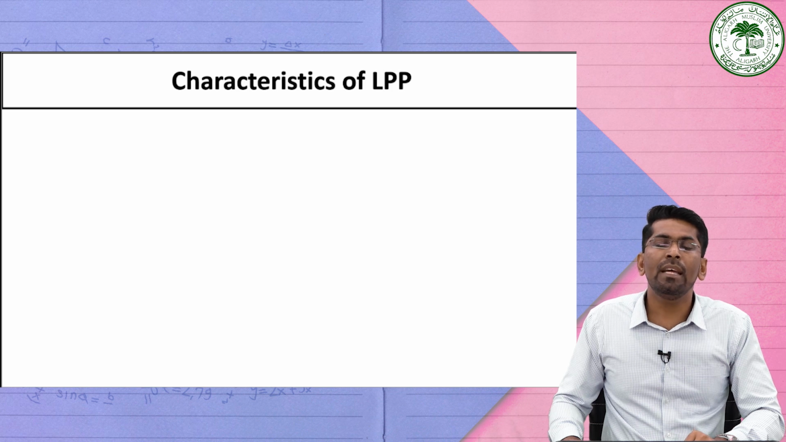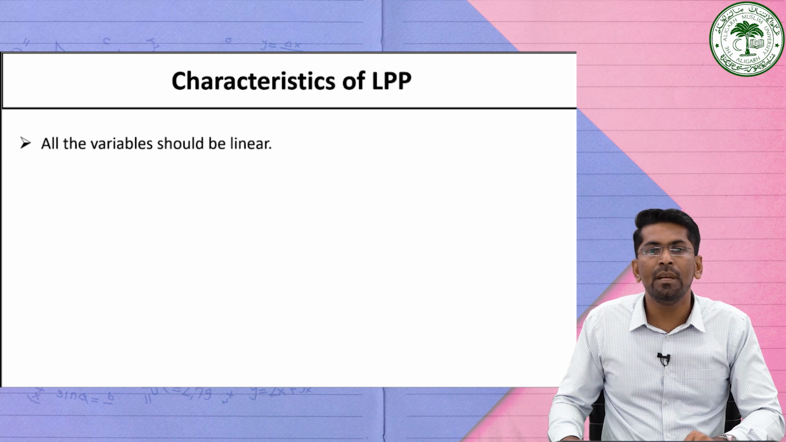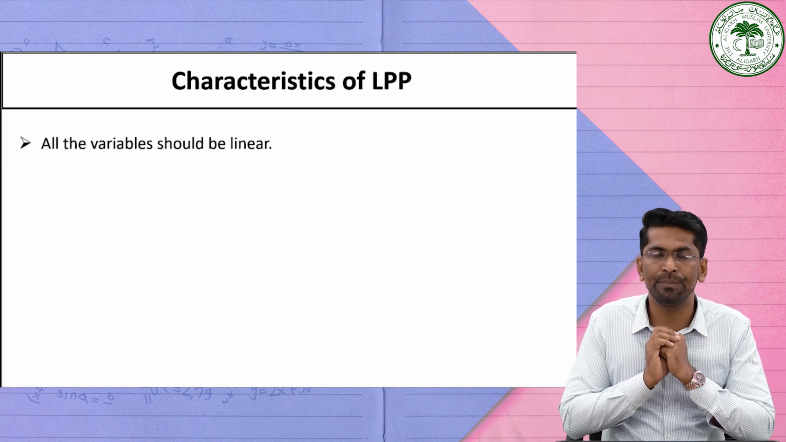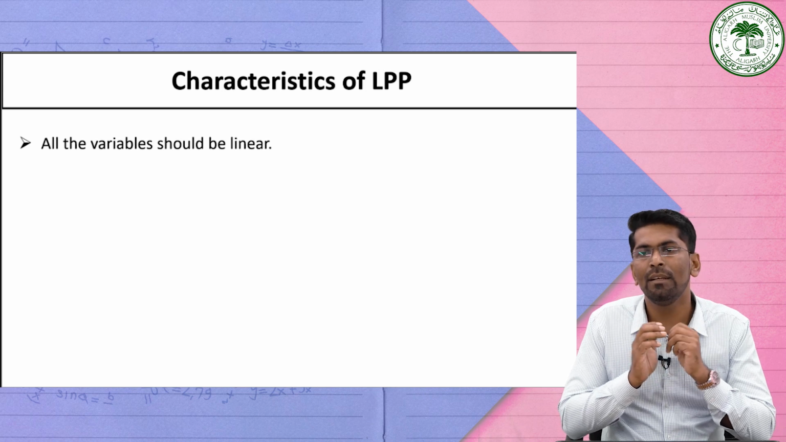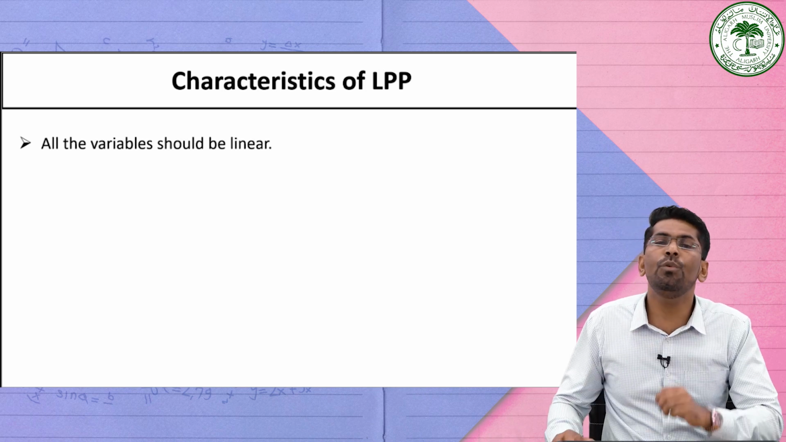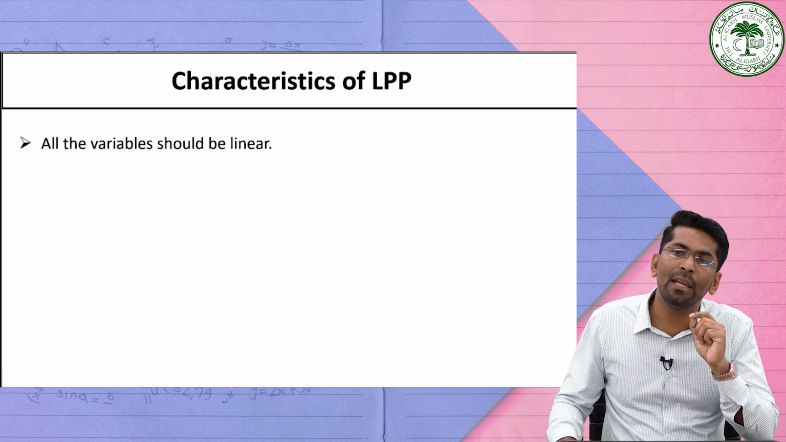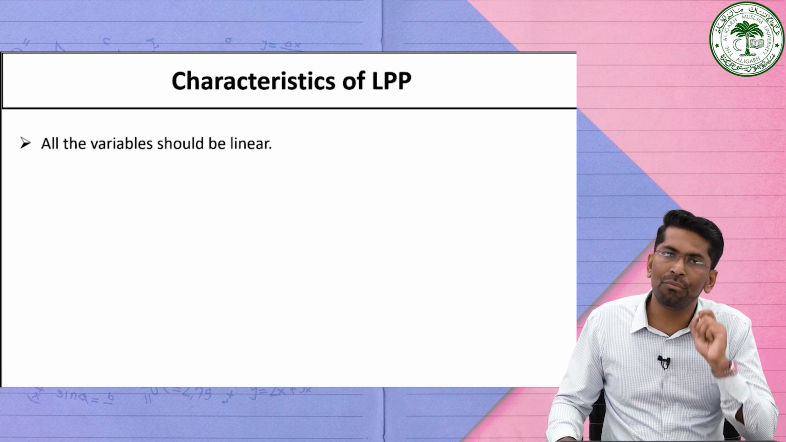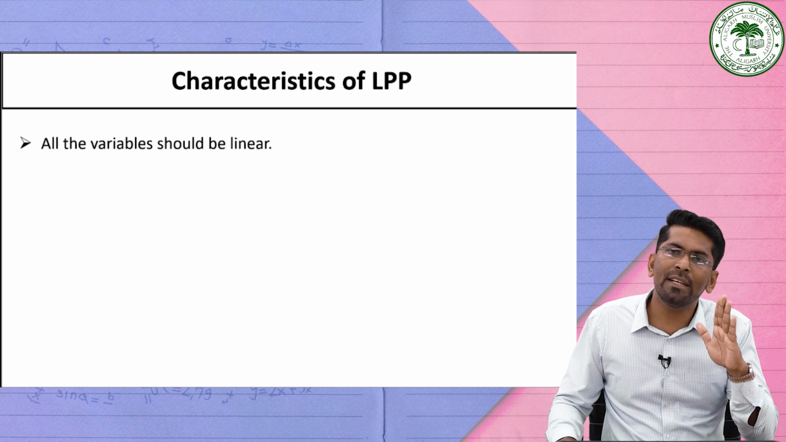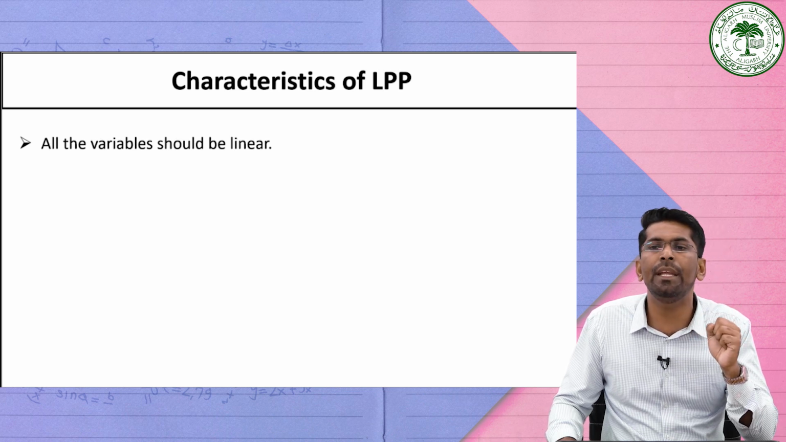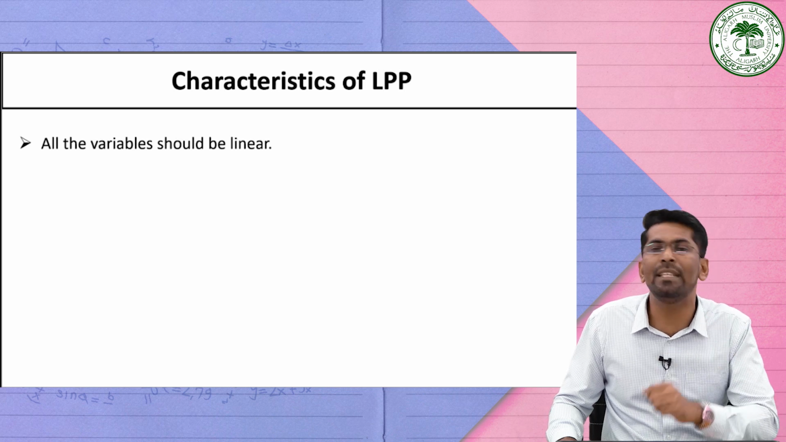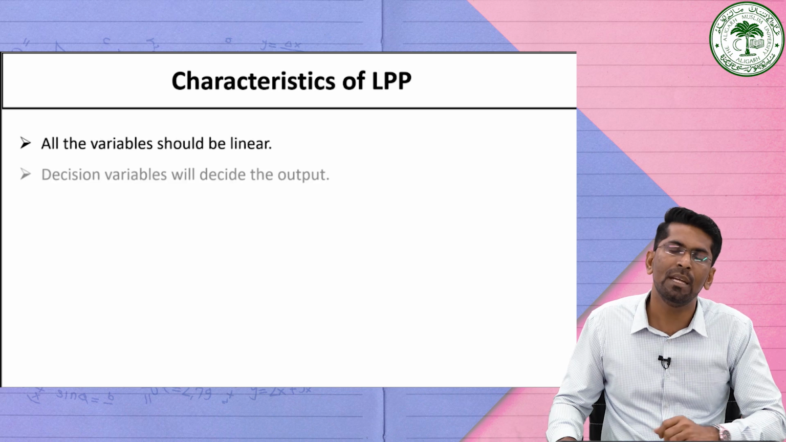Now, there are certain characteristics of linear programming problems. The first one: all the variables should be linear. The relationship between two or more variables should be linear. The objective function and all the constraints, also known as the limitations in linear programming problems, are linear functions of the decision variables.